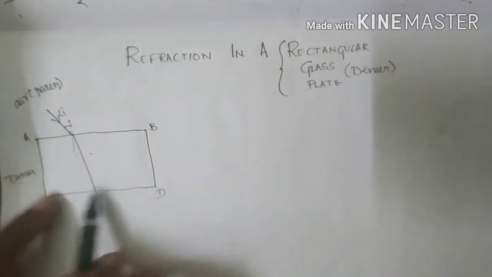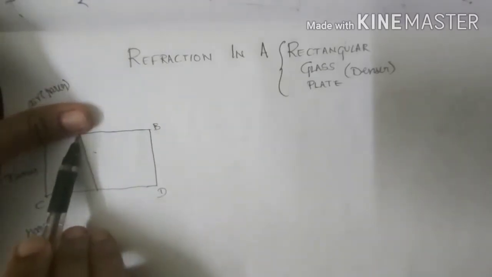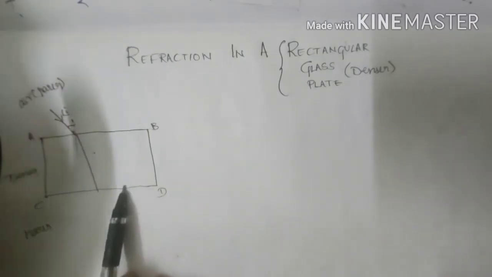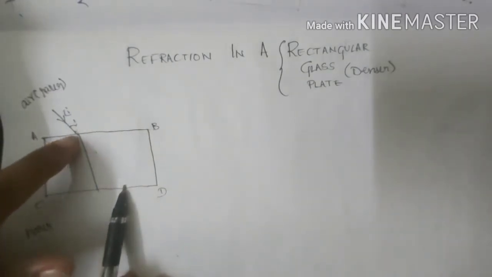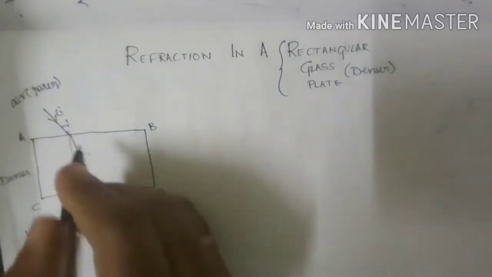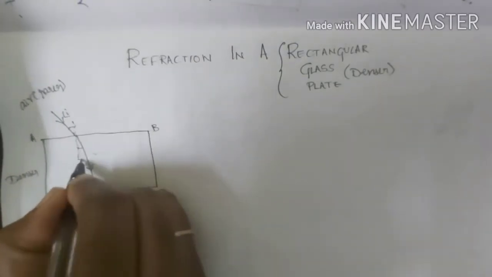Since this is one medium, there will be no way of changing the direction again. Light starts to be incident from here and will move as such, but there will be no change in direction in between. Only the change in direction happens at this interface, the point where the two surfaces are meeting. So here this will be your refracted ray. I'm drawing the angle of refraction.